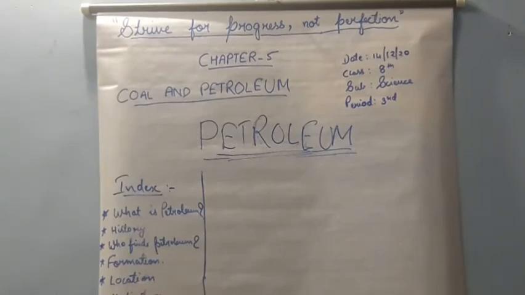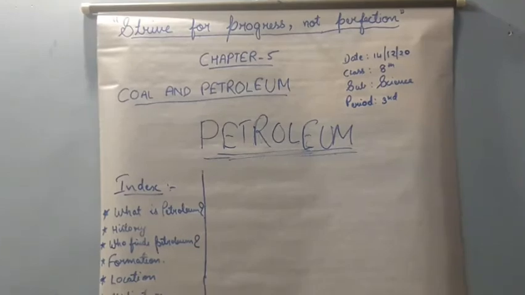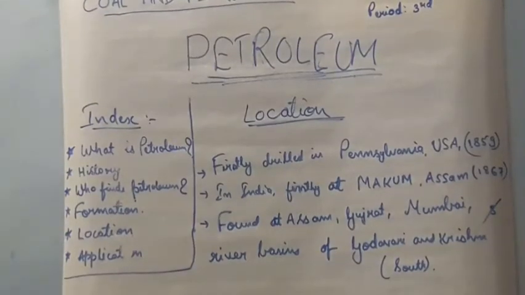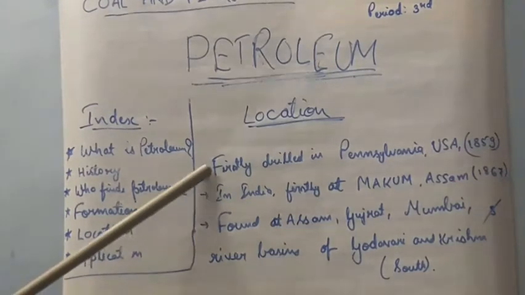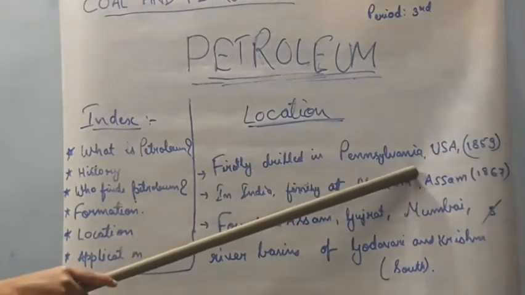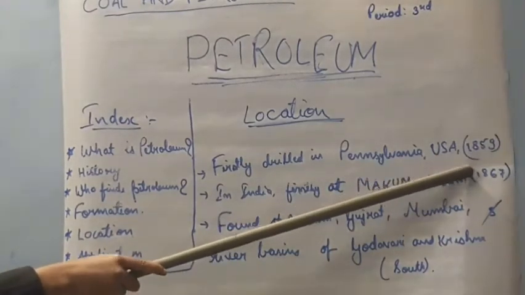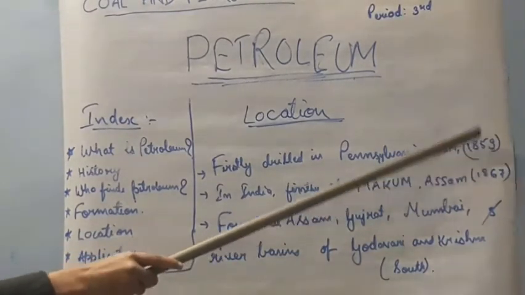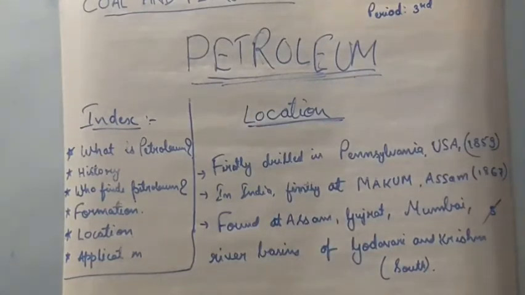So after this long process, the petroleum is obtained. Now let's know where petroleum deposits are found. In history, we know that it was first drilled in Pennsylvania in the USA, and the year it was drilled was 1859. That was the first petroleum deposit.